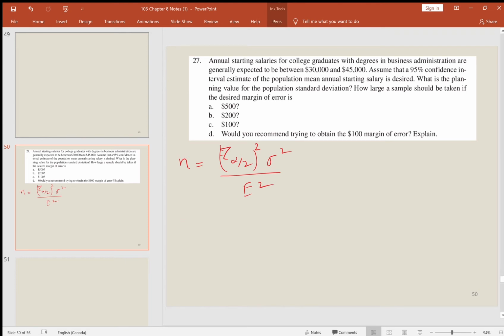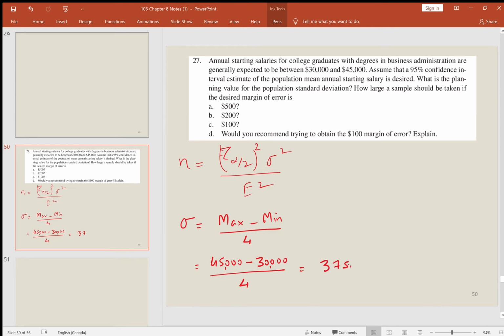So sigma is not given to us, but in one of the previous slides, it says that if sigma, the population standard deviation, is not given to us, then we can just estimate it by using this formula: maximum minus minimum divided by 4. So in this case, maximum salary is $45,000 and minimum is $30,000. So 45,000 minus 30,000 divided by 4 equals 3750. So we will use this as a planning value.